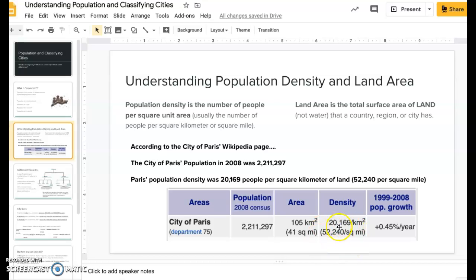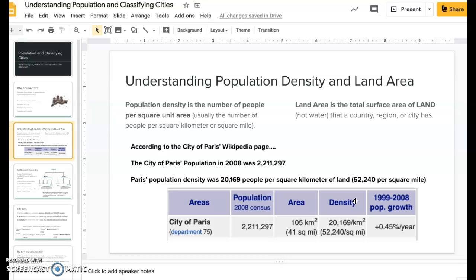So the population density of the city of Paris is 20,169 people per square kilometer. So this means that in each square kilometer of Paris, approximately 20,000 people live in each one. This doesn't mean that exactly 20,000 people live in each square. It just means that approximately that many people live in each square, because this is the total land area of the city of Paris and the total population of the city of Paris. So on average, this is how densely the people are living together, how close together they're living.